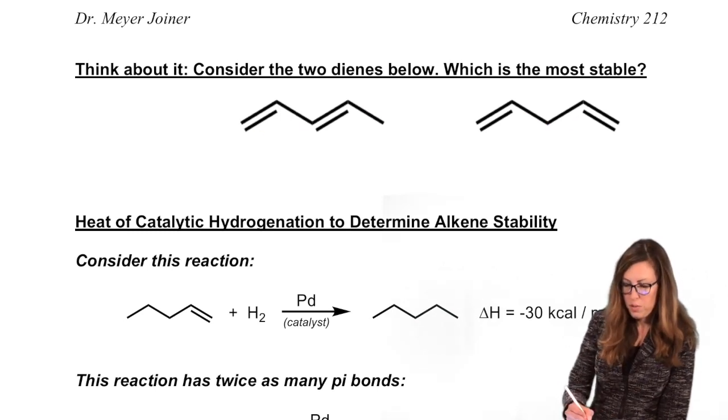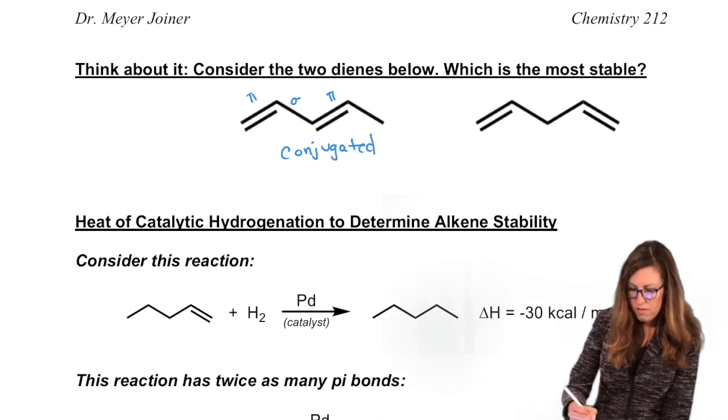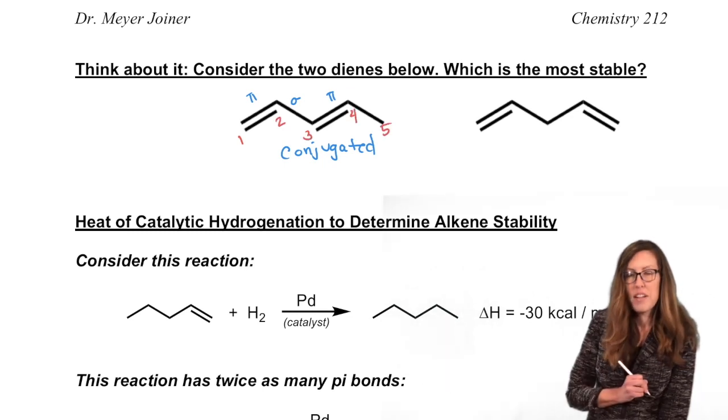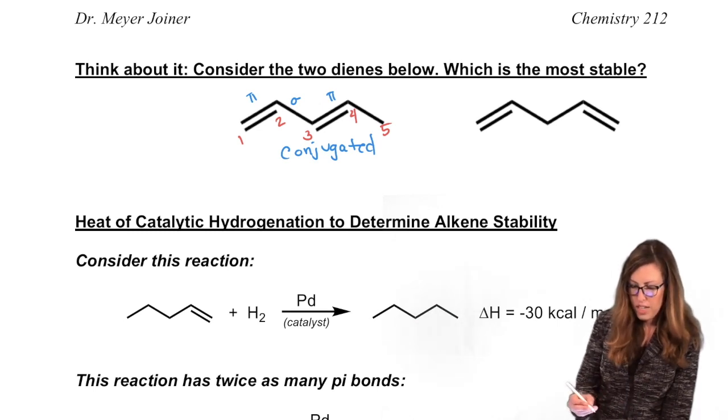Well, I hope you said the first one's conjugated because we have a pi bond, then a sigma bond, then a pi bond. So this would be conjugated. And we can number 1, 2, 3, 4, 5, right? So this would be called a 1,3 diene.